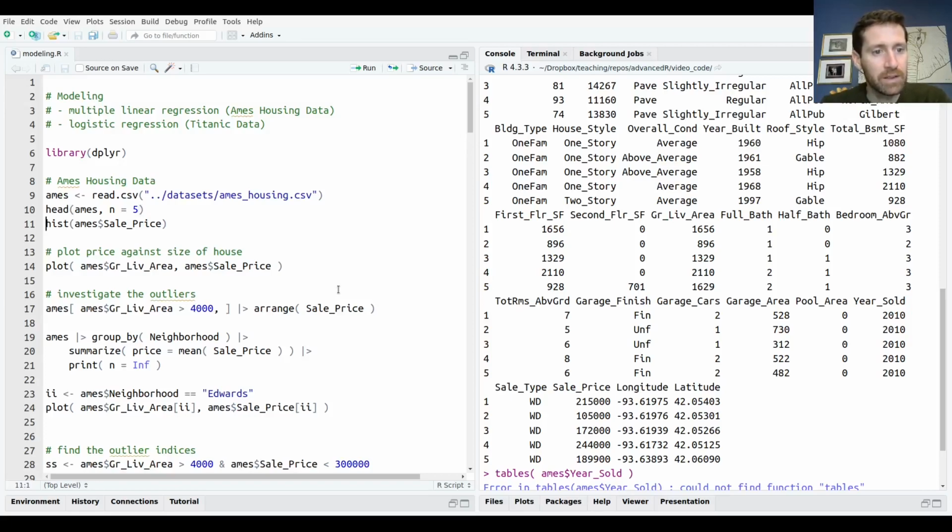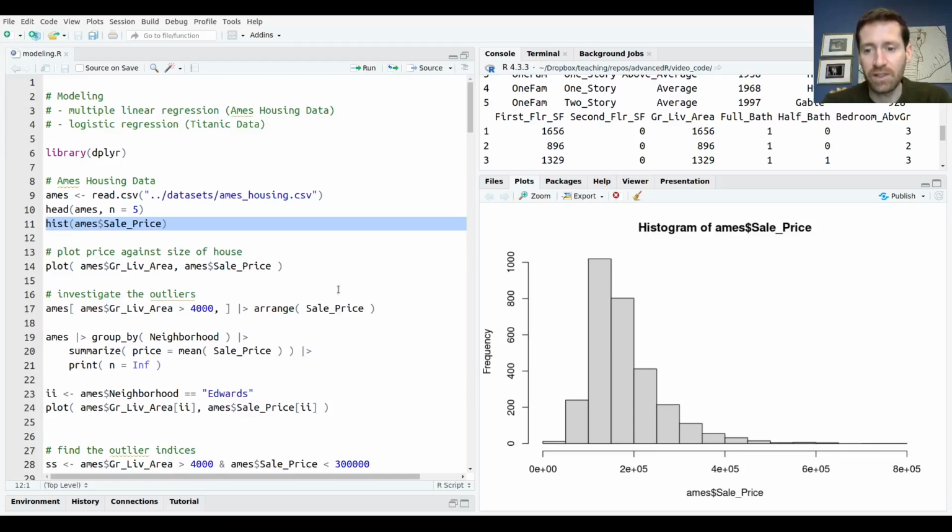Okay, so let's just make a histogram of the price. That's going to be our response. It's important to take a look at the data. Whenever you're analyzing data, you really need to find a way to look at it to get a handle on what's going on. So here's just a histogram of the sale price. This looks like a standard distribution of something like home prices or income. It tends to be skewed to the right.